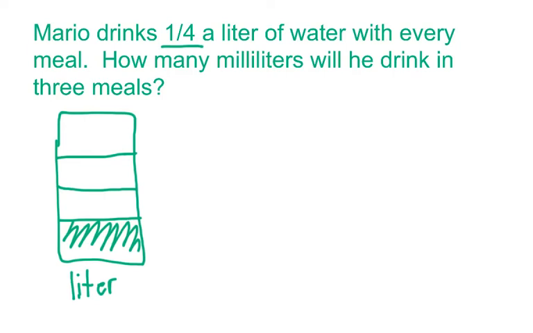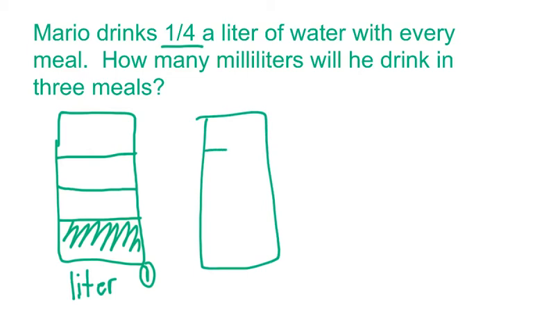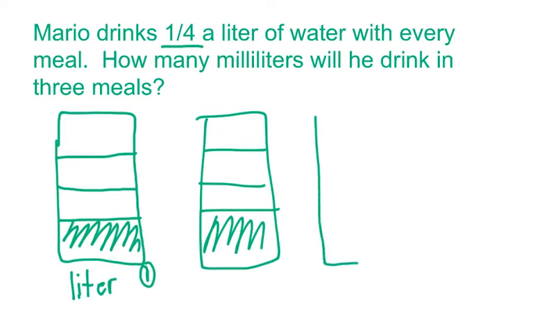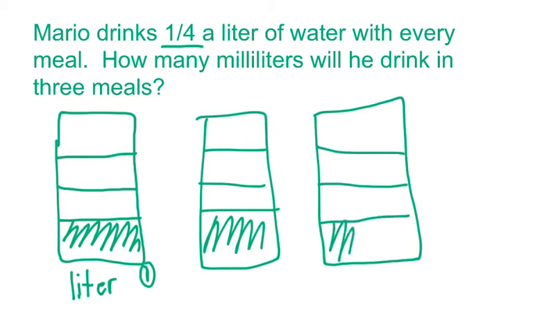So here was his first meal. Now I'm going to draw that water bottle again. And he drank another 1/4 a liter. And then here's another liter. I know these drawings are horrible. And here's another 1/4 of a liter. So his second meal and his third meal. All right, so I've drawn what he has had to drink, okay?